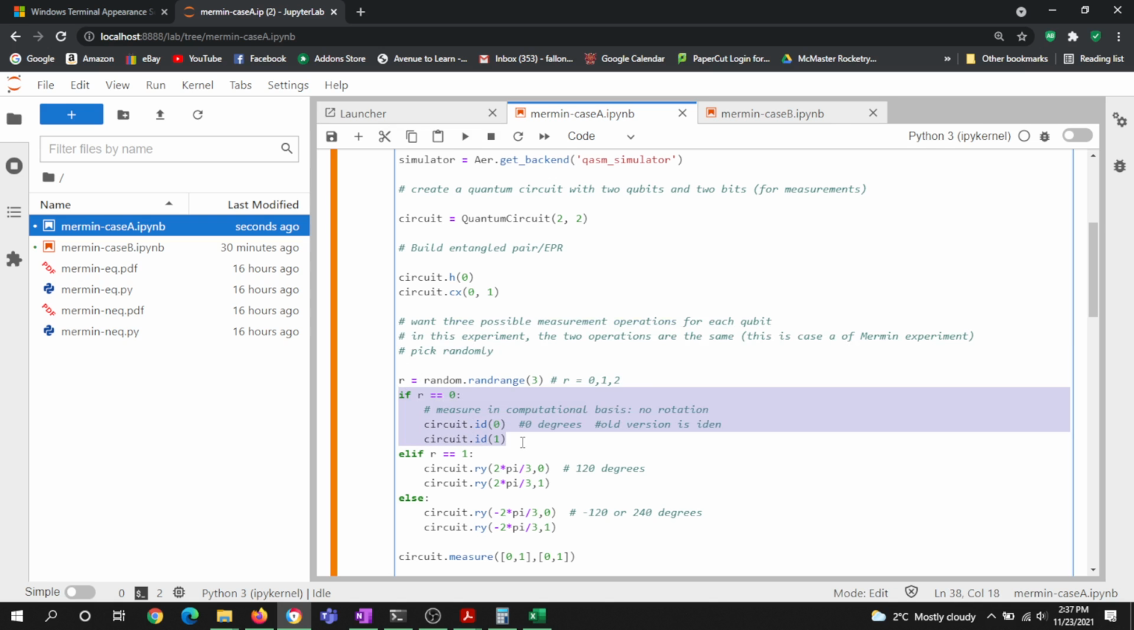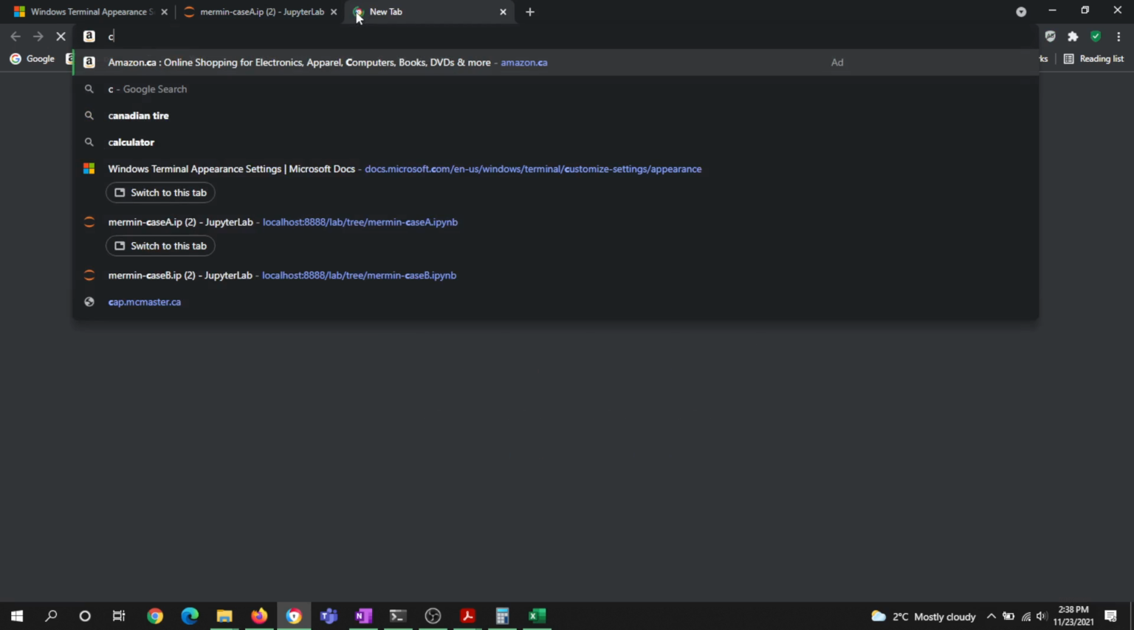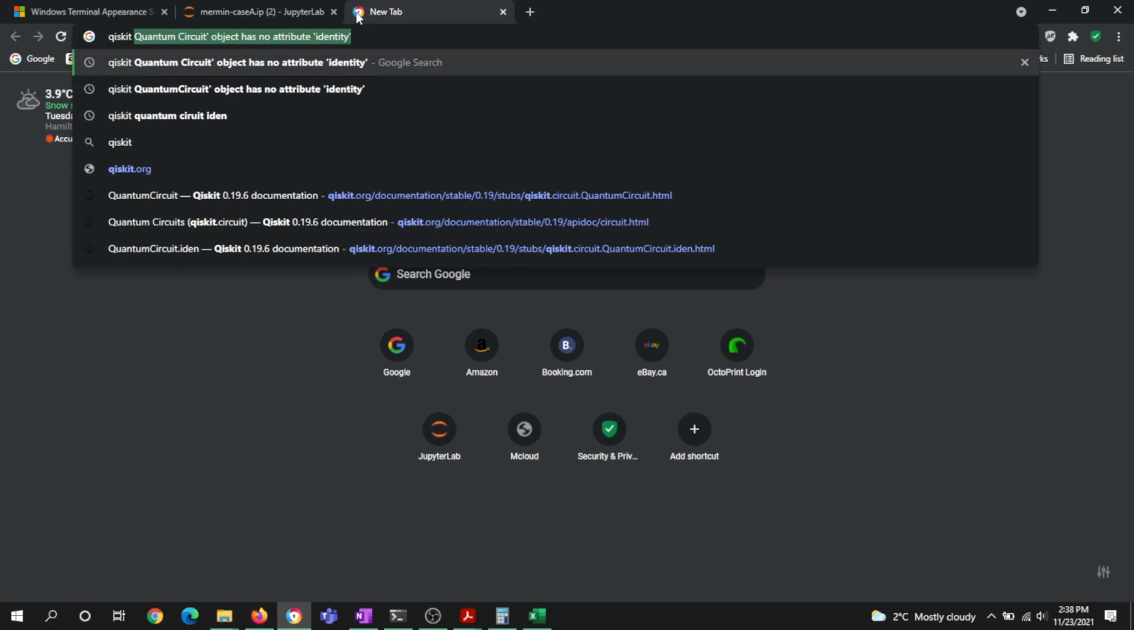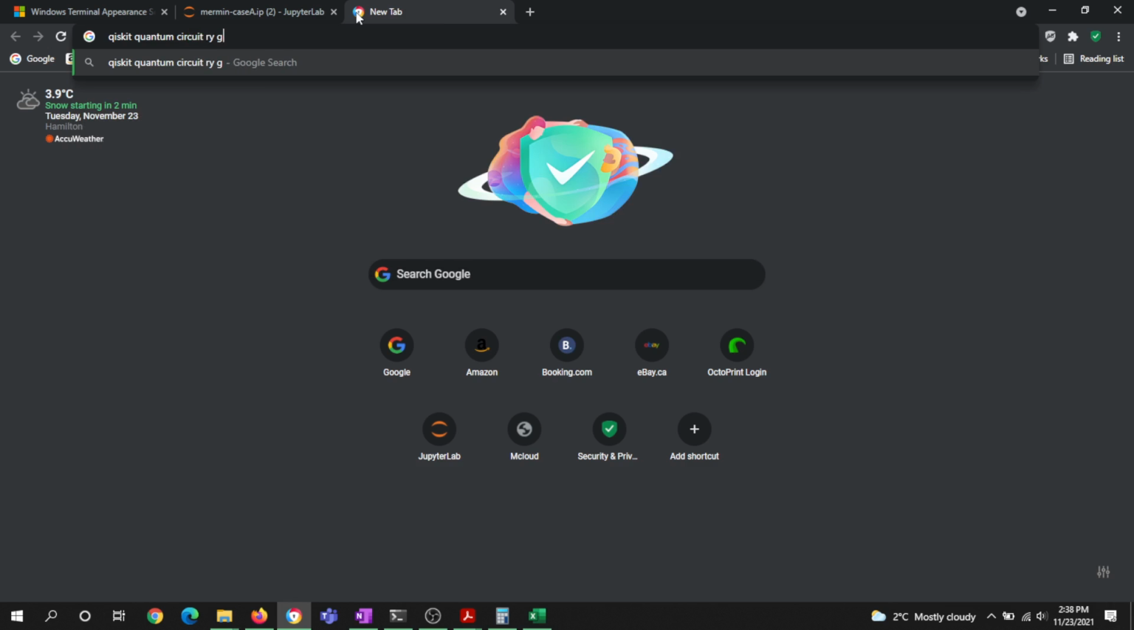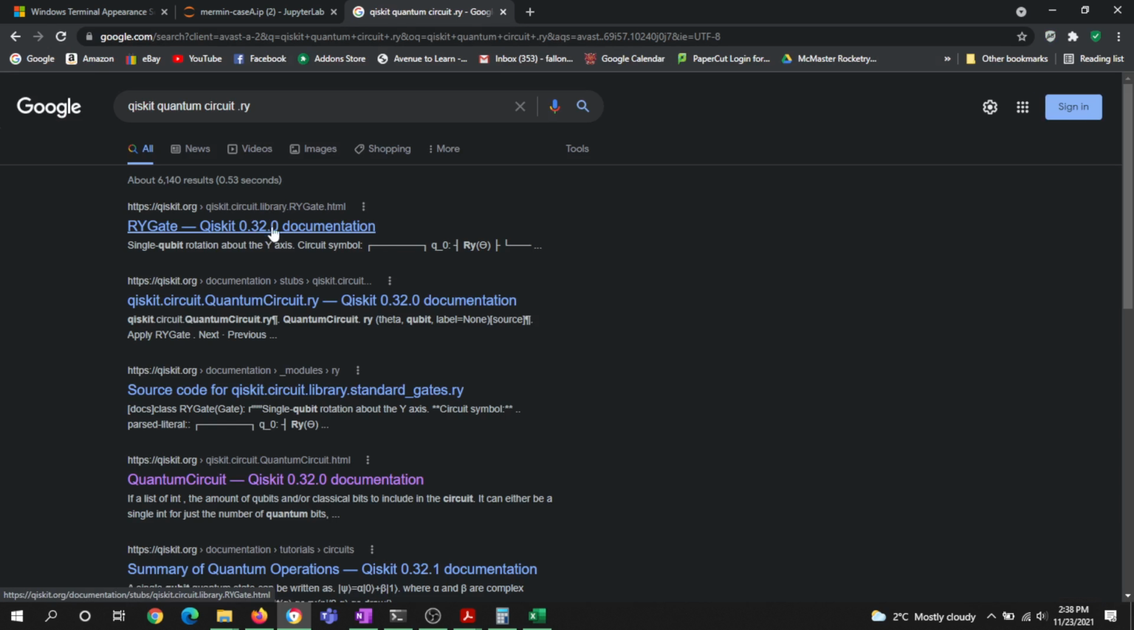So here, if the random integer that we picked is 0, then we just do the identity, because it's almost as if we're not rotating anything, so it's just the 0 degree point. And if we are actually rotating it, we use the .ry gate. The .ry gate just takes an angle in radians. And I forgot what this other argument is, so I looked that up really quick. That's the Qiskit quantum circuit ry gate. I've just been searching up these gates, but I forgot what that second argument is, and I should have put that in the documentation.